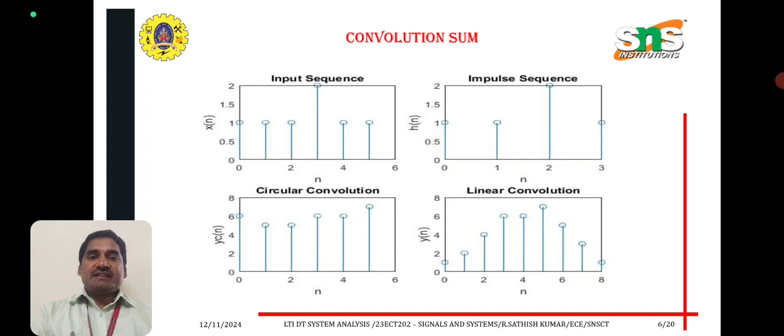The input sequence x of n is given. The impulse sequence is also given. While taking the circular convolution, we can write x of 0, x of 1, x of 2, x of 3, x of 4, x of 5. You can multiply the input sequence with the impulse sequence and we can get the circular convolution. We can also get the linear convolution with respect to y of n is equal to summation k is equal to minus infinity to plus infinity of x of k into h of n minus k.